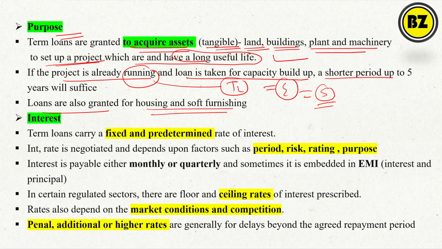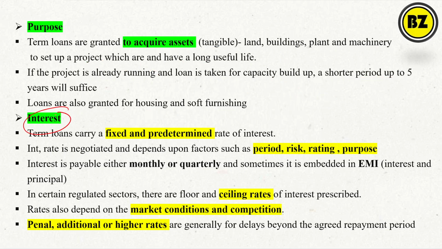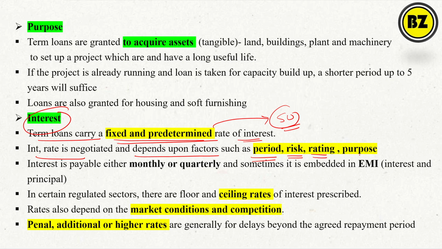Okay, now let's talk about the interest on the term loan. So the term loan carries a fixed and predetermined rate of interest. The rate of interest is generally decided in the sanction order itself. Now the interest rate is negotiated and depends on factors. For example, for what period we are sanctioning the loan, what is the risk involved, what is the rating of the company, right? For example, say CIBIL score, then what is the purpose of the loan? Depending on that, the bank will decide the rate of interest.